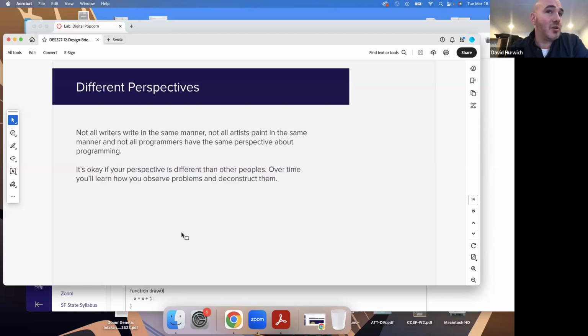People may come at problems differently over time. And then it's more important to observe that problem and deconstruct the problem, okay, than worrying about whether you're writing the code in the same way someone else is. Okay.